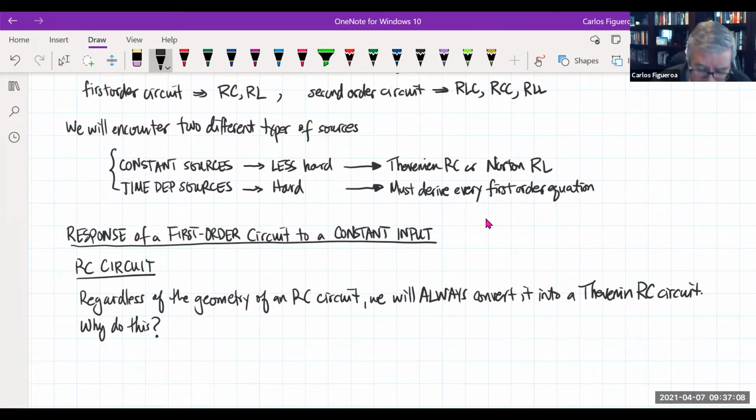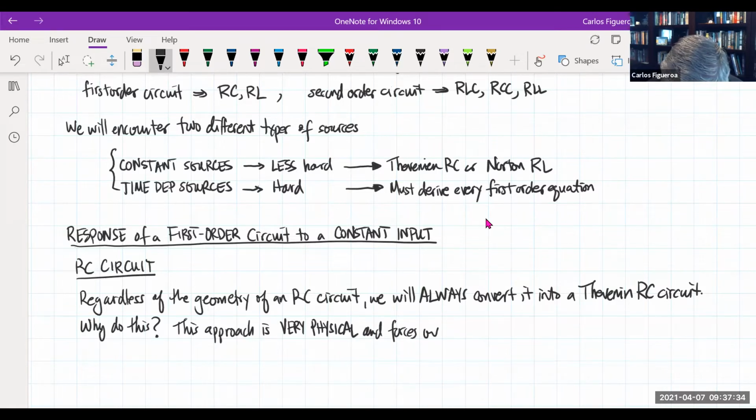My answer is that I think that this approach is very physical. And what I mean by that is that you can really use intuition to learn about it, right? So this approach is very physical and forces one to really understand what happens in the circuit.